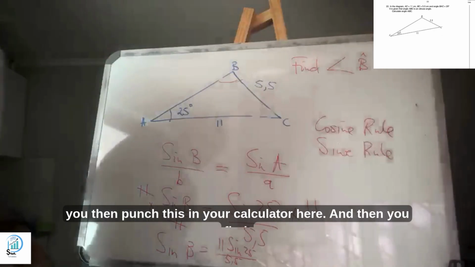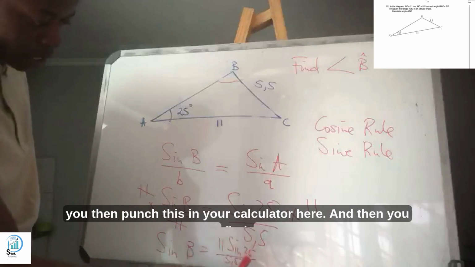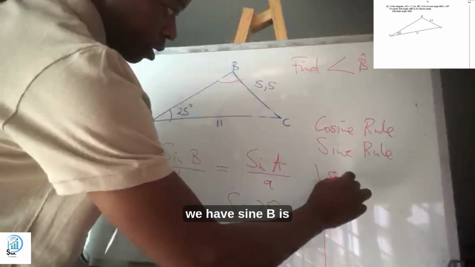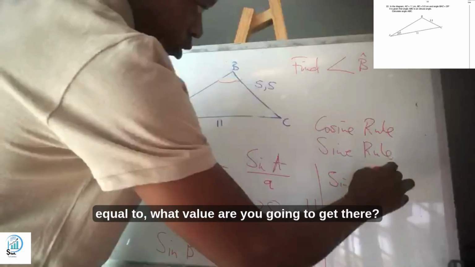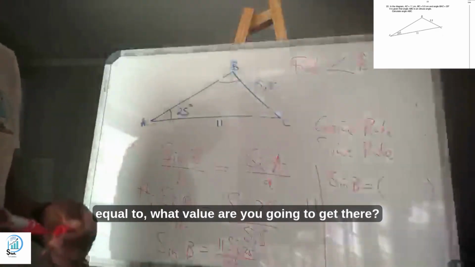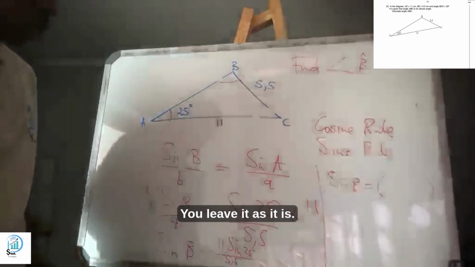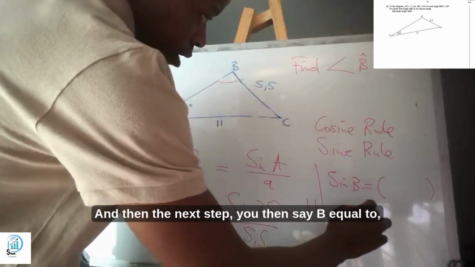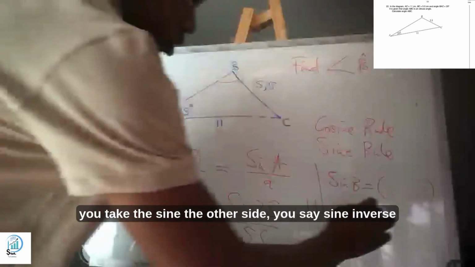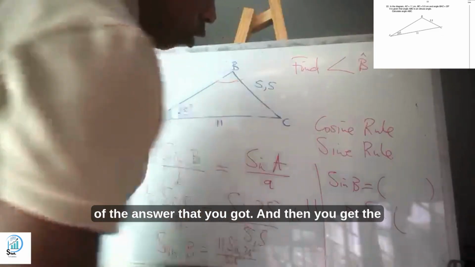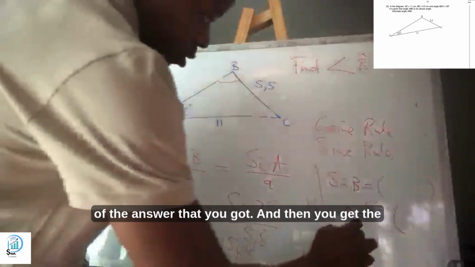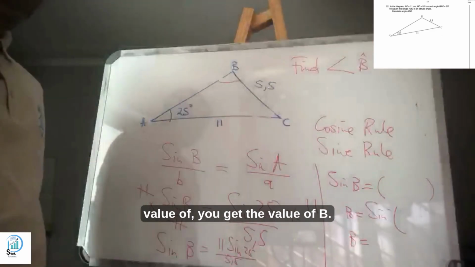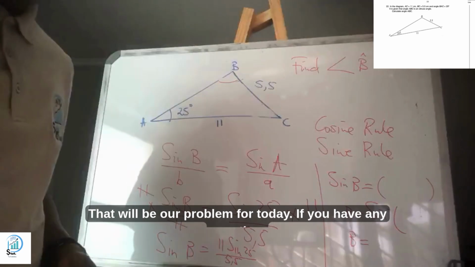Using your calculator, you punch this in, and then you find sine B is equal to, what value are you going to get there? Make sure you don't round it off, you leave it as it is, and then the next step, you say B equal to sine inverse of the answer that you got, and then you get the value of B. That will be our problem for today.